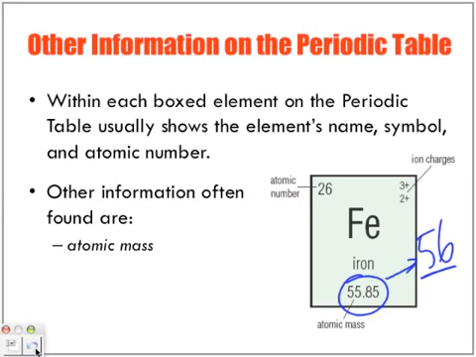And then another thing you'll find is the ion charge. It just tells us how many electrons can be gained or how many electrons can be lost by that atom to reach a stable state. So for this one, iron can be a +3 or a +2.